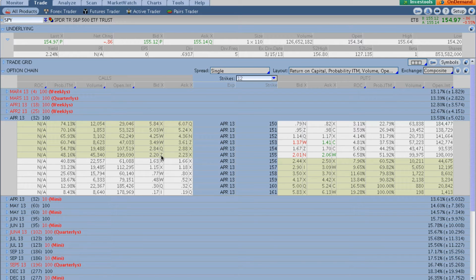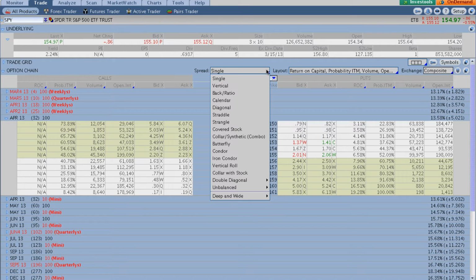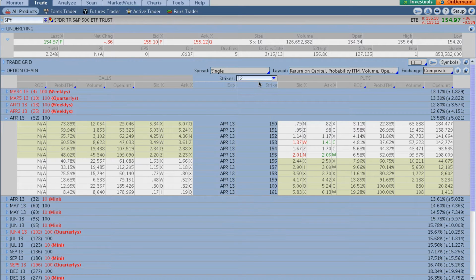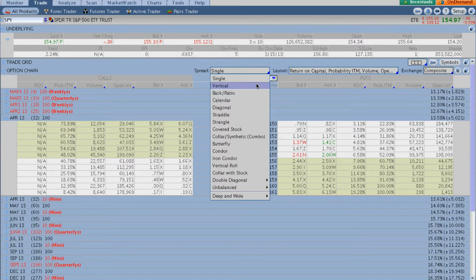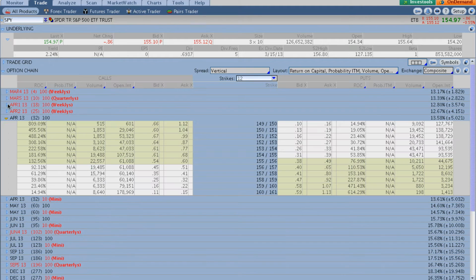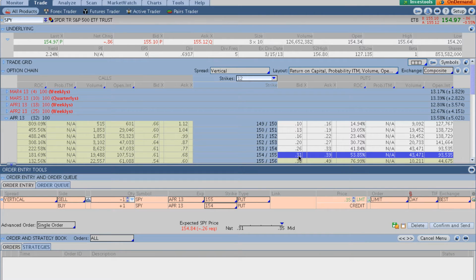So let's say we just wanted to do a bull spread on SPY. Let's switch this to vertical, and we'll go back to the April 13th. And let's say we wanted to sell the 153, 154. No, let's do the 154, 155. So we want to sell that for 31 cents. And what pops up here is, first of all, it shows you the NAT and the mid down here at the bottom.